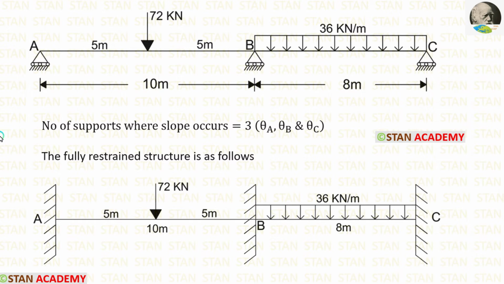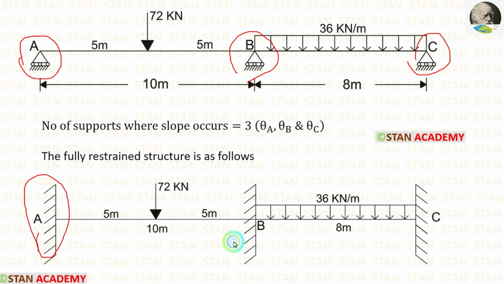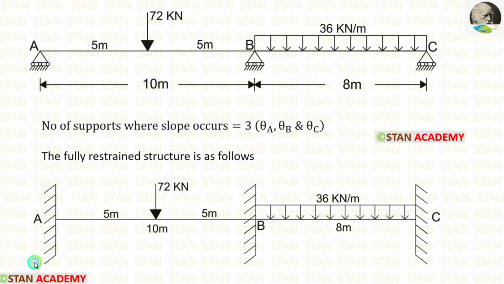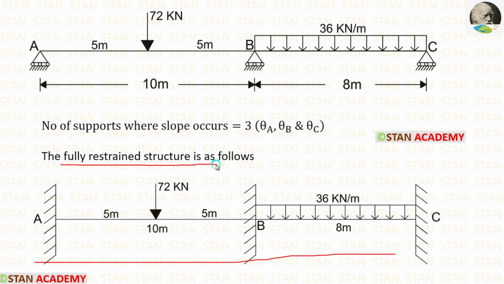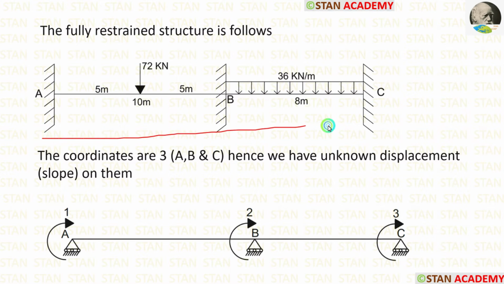Now let us make the fully restrained structure. In the fully restrained structure, there will be no slope. We know that only in the fixed supports there will be no slope. So let us remove the roller supports from the point A, B and C and replace them with the fixed supports. In this beam, there will be no slope because all the supports are fixed. That is why it is called fully restrained structure. We have made the fully restrained structure.